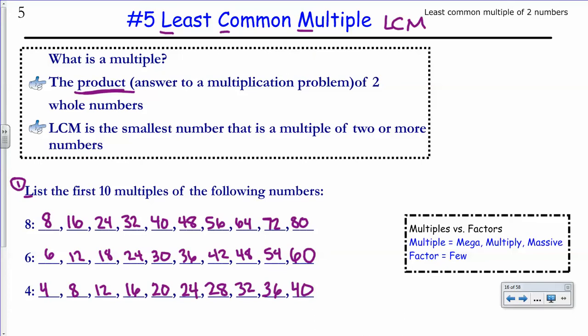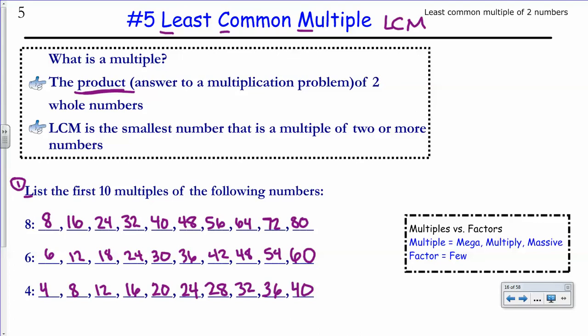So let's make a list of our multiples of 8. We're always going to just list the first 10. So I have 8, 16, 8 times 3, 8 times 4, 8 times 5, 8 times 6, 8 times 7, 8 times 8, 8 times 9, 8 times 10. So those are my first 10 multiples of 8.